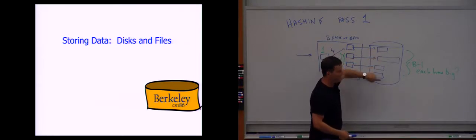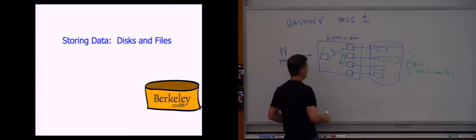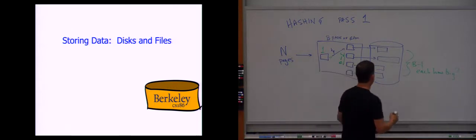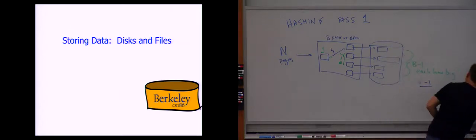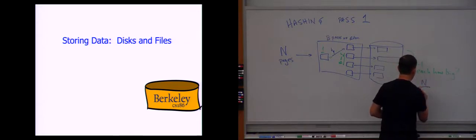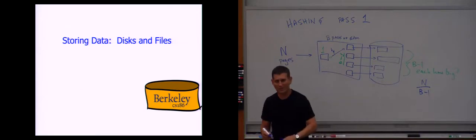How big is each one of these partitions, assuming that the input is n pages worth of data? Well, in the ideal case, each one of these is n divided by B minus 1, right? We partitioned the n pages into B minus 1 pieces.